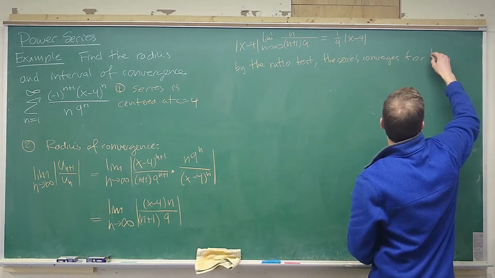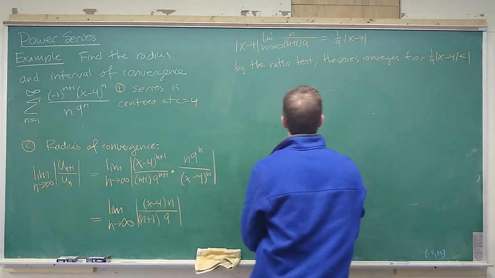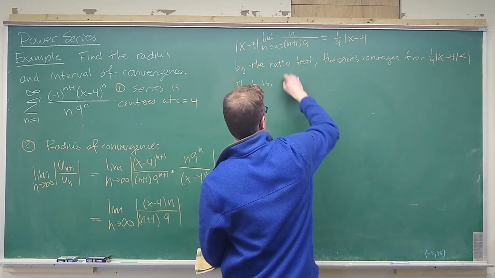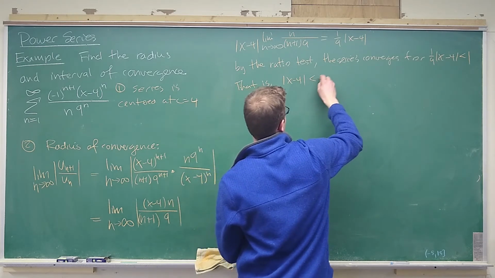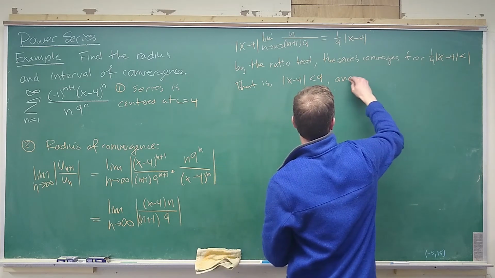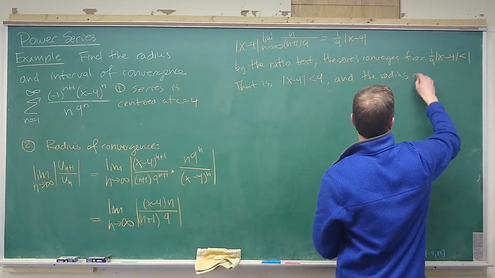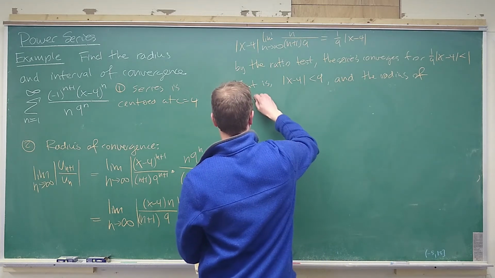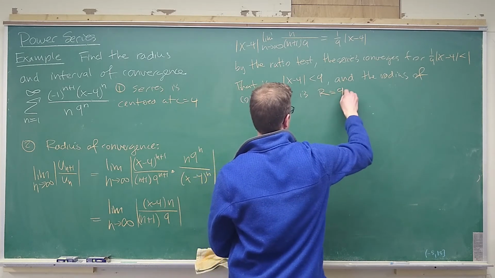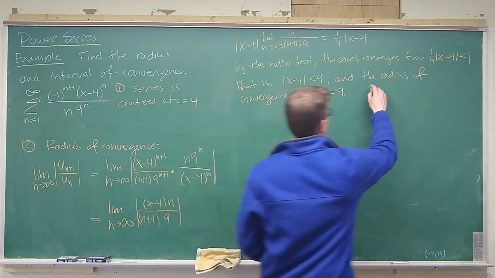for 1/9 times the absolute value of x minus 4 less than 1. That is, the absolute value of x minus 4 less than 9, by multiplying both sides of the inequality by 9. And the radius of convergence is r equal to 9. Alright, so we have found the radius of convergence.